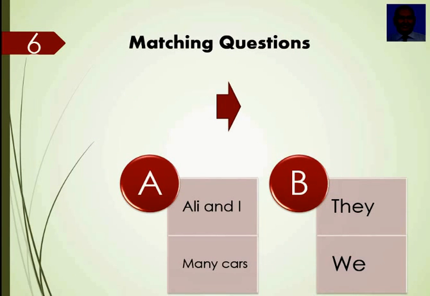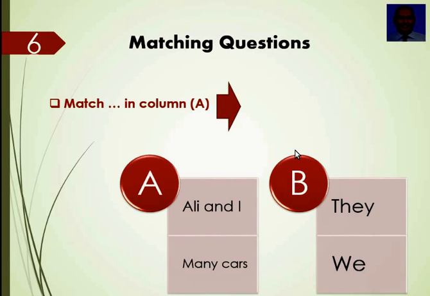The next one here is matching questions. In matching, we usually have what we call columns. This is a column, and this is another column, A and B. So we need to match exactly here. We have subjects in A and pronouns in B. So which one goes with which exactly? This is what we would like you to do.